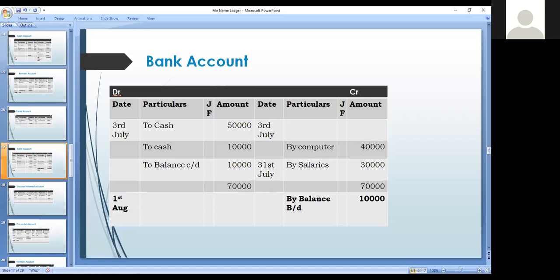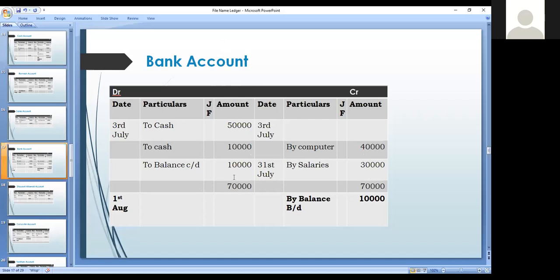Then we paid salaries through check. The journal entry is salaries account debit to bank account. Again here, the bank account is a credit item. We are putting the amount on the credit side. Paid salaries through check. So by salaries, 30,000, and we are balancing the account.